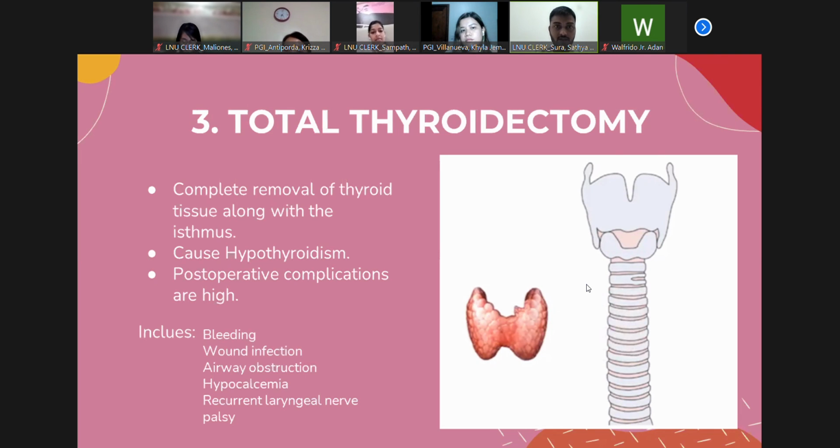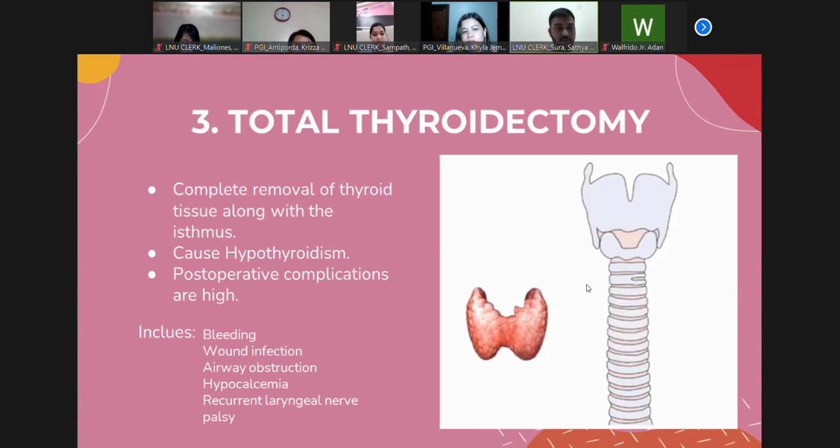The next one is the total thyroidectomy. In this procedure, the complete removal of thyroid tissue along with the isthmus will be done. Because of this, it will cause hypothyroidism. A small incision in the lower central neck is required, about an inch in length. Without the thyroid gland, no thyroid hormone will be released. To compensate, the patient needs to take thyroid hormone replacement therapy.